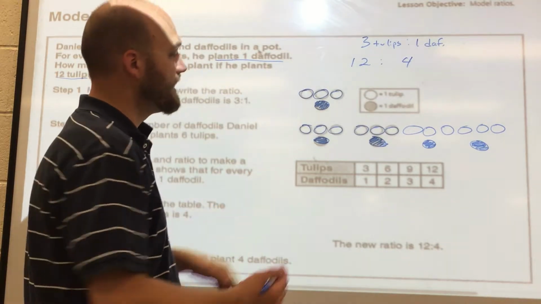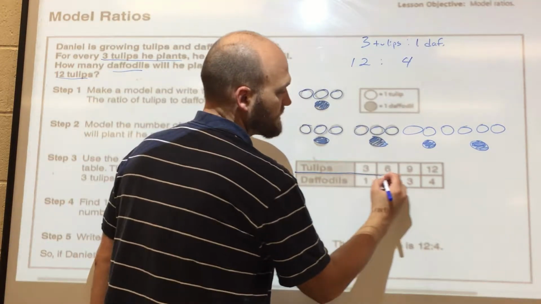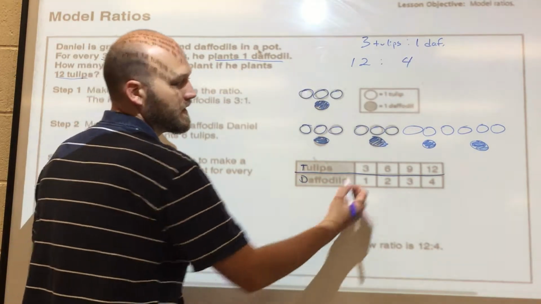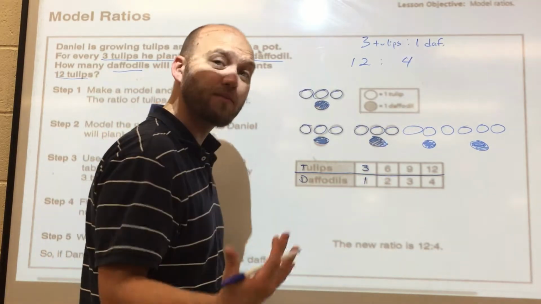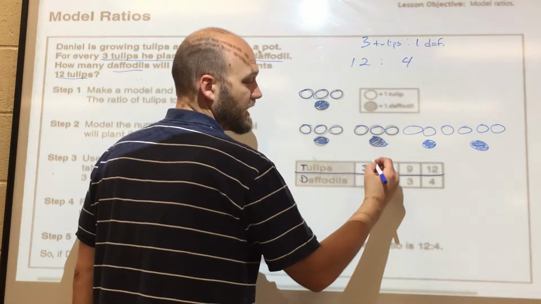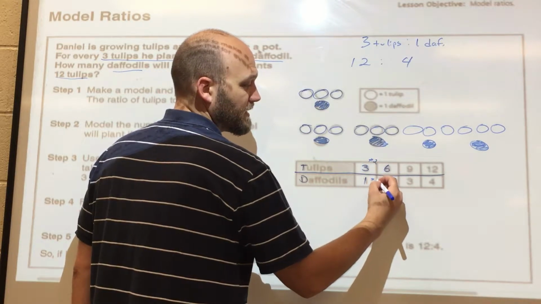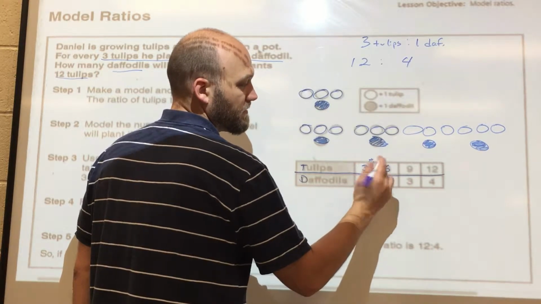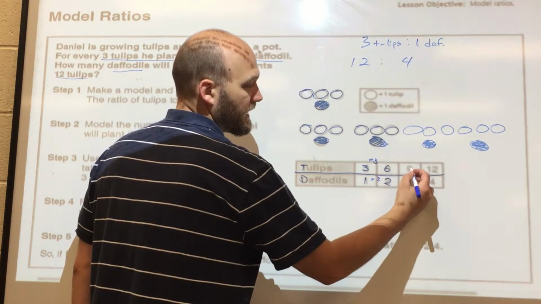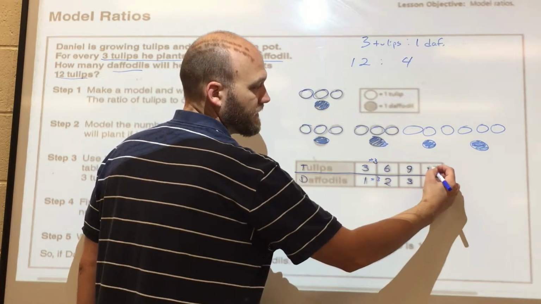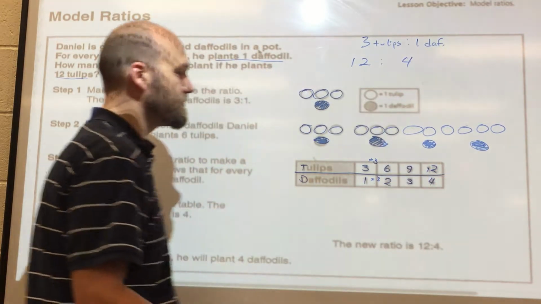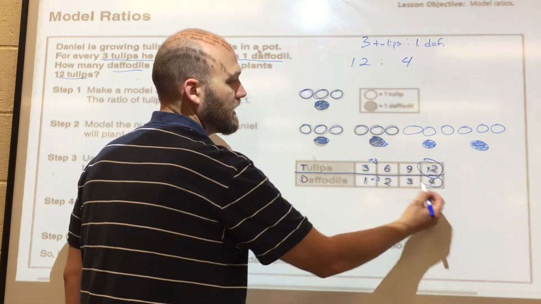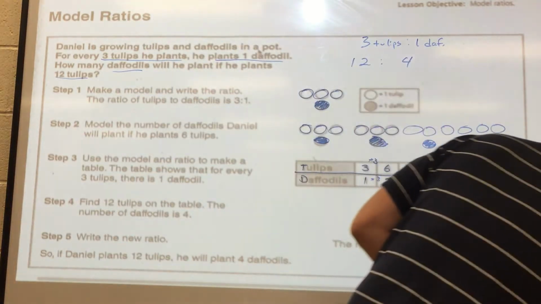A couple different ways I can look at that. One of them would be to make a chart right here. So I have tulips up top and daffodils on the bottom. If I have 3 to 1, if I double that, I multiply it by 2, I get 6. And if I multiply the top by 2, multiply the bottom by 2, I get 2. And if I multiply it by 3 instead of 2, I get 9 to 3, 12 to 4, and I could keep going with it. But the new ratio that I found is 12 to 4, because if I have 12 tulips, I have 4 daffodils.